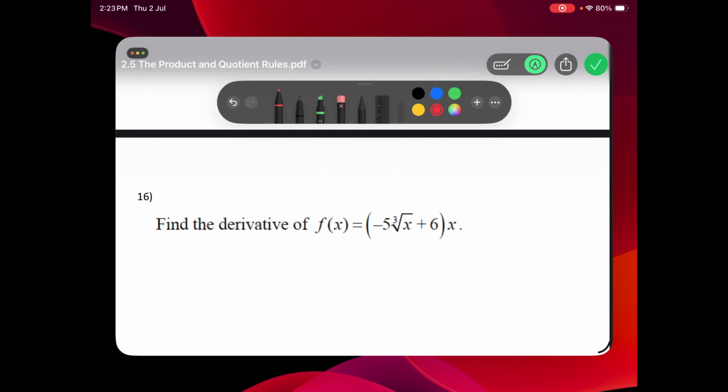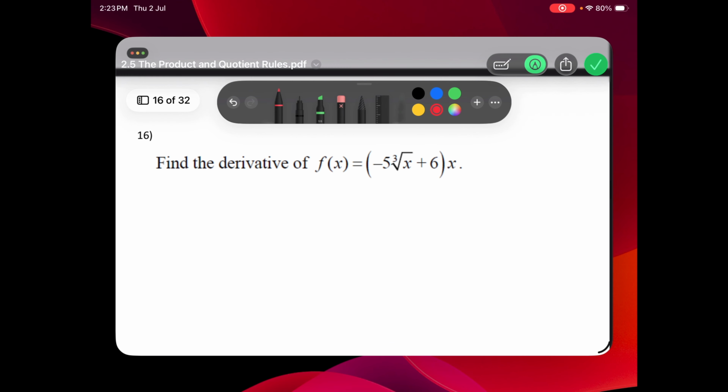Here, guys, I have this, and here the product rule is fine. If you distribute x it is fine, so the product rule is fine here. I might solve this following two different ways.